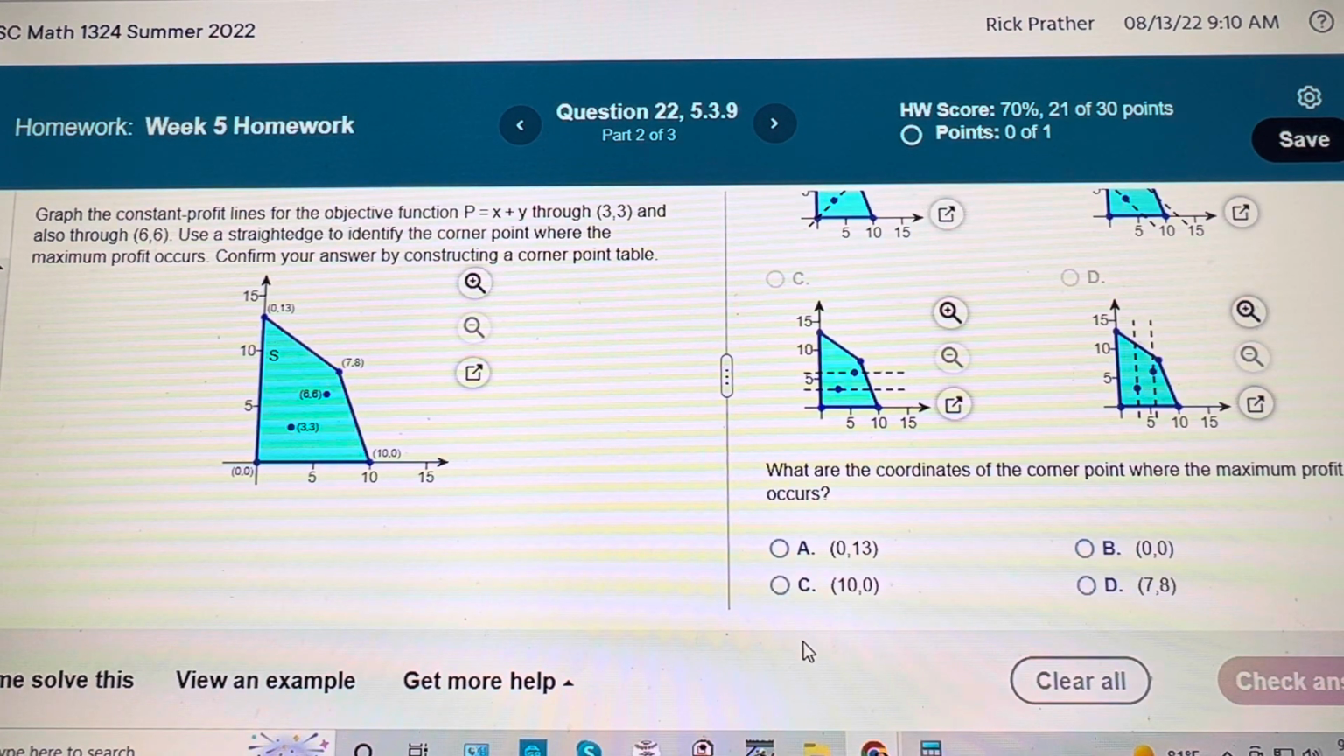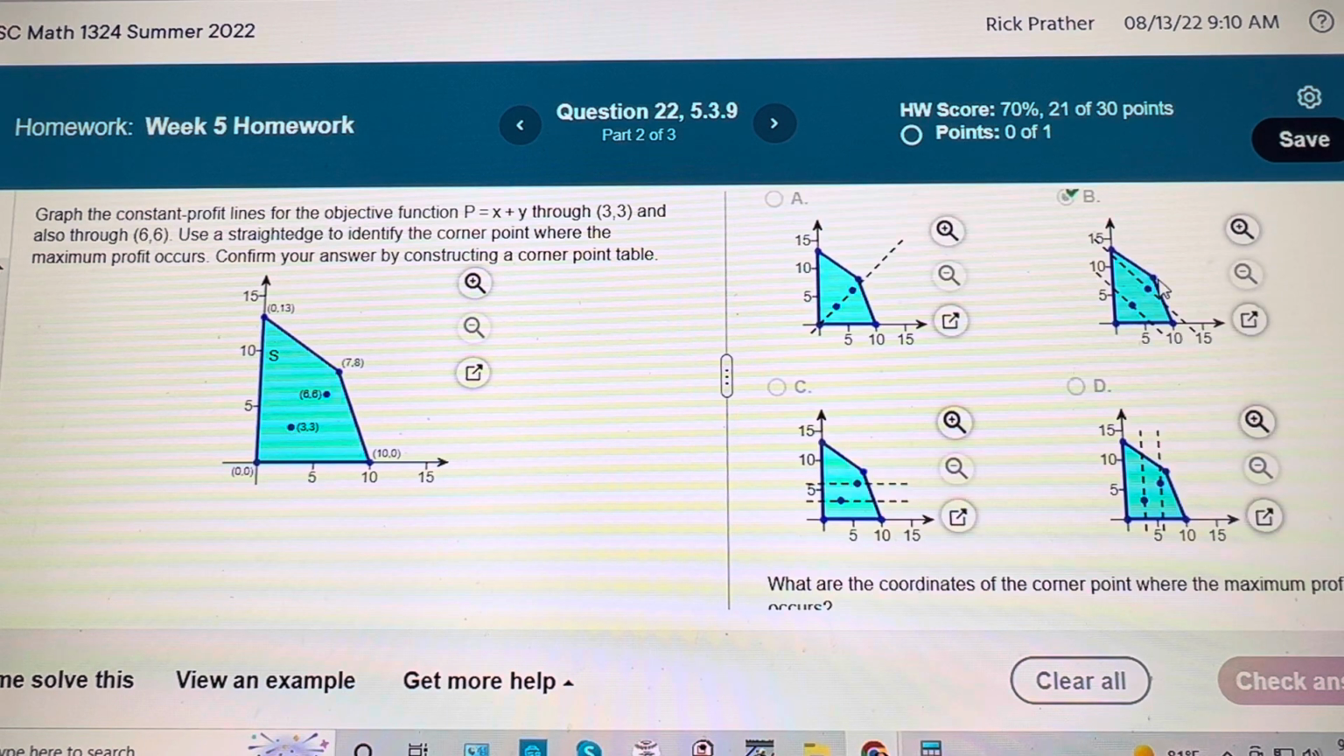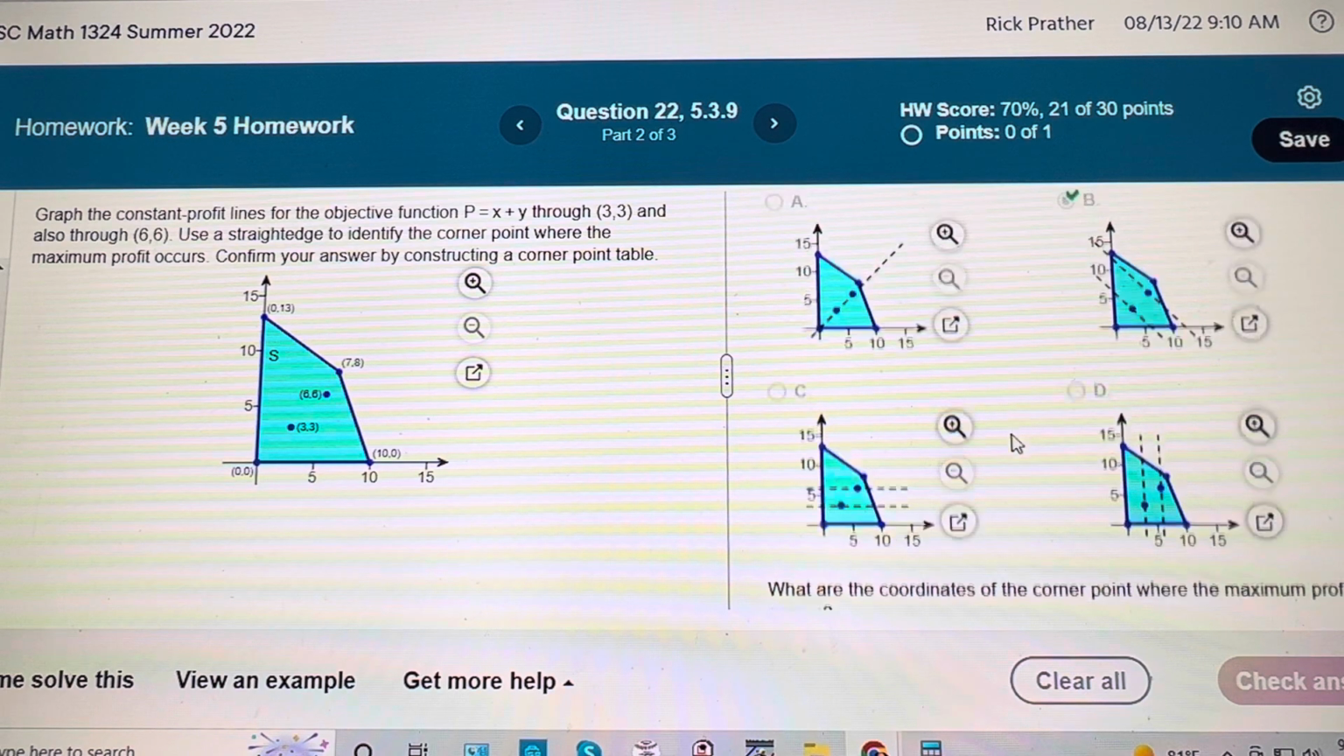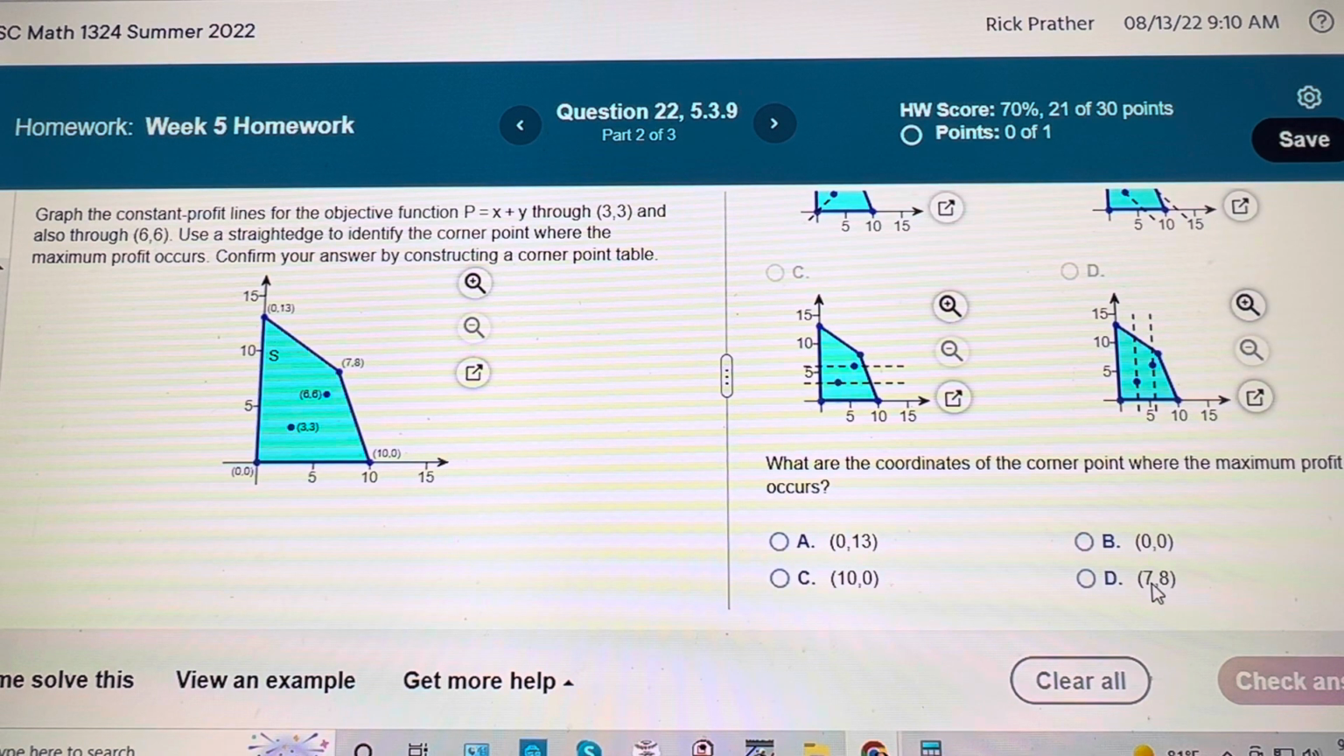Now sometimes it's a little hard to tell, especially on these tiny graphs, but that's another method besides the table method. So what are the coordinates of the corner point where the maximum profit occurs? It must be this one here, which apparently is somewhere between 5 and 10 for each of them. So it must be this 7, 8. It's definitely not 0, 0 or 0, 13 or 10, 0.